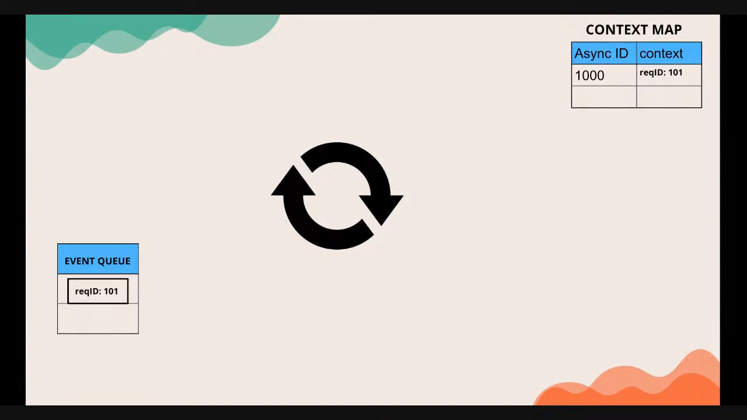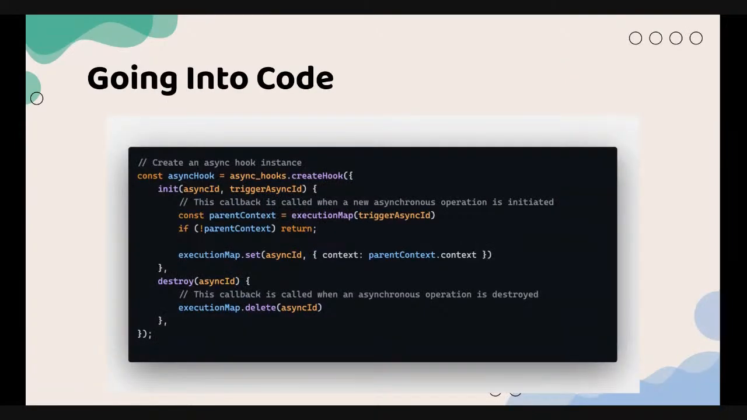As you can see in this simple explanation, any function that is running inside the code can look up the context map and see what request ID is associated with it. Is that clear? These are the two functions that we saw, the init function and the destroy function.